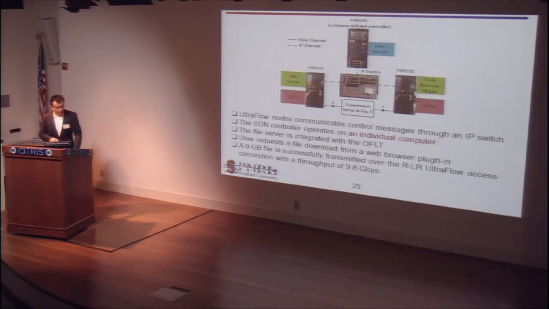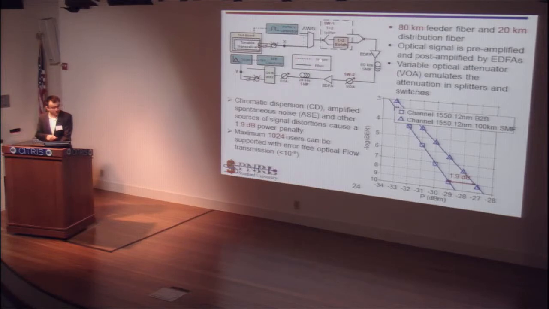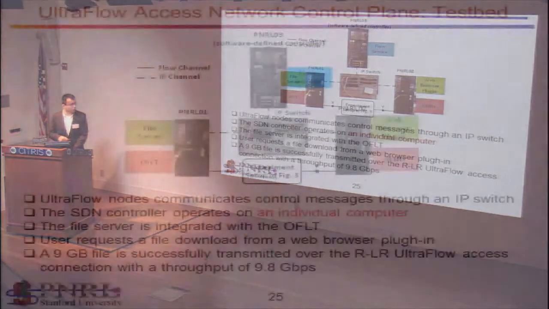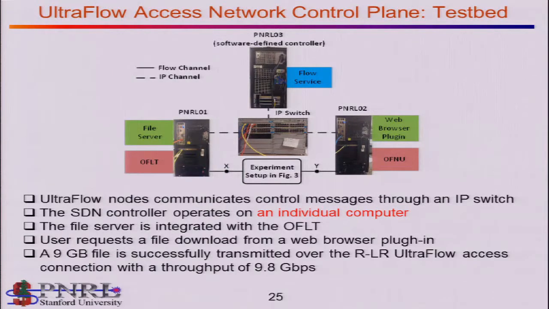And the channel in between the 2 computers is actually the connection between the X point and Y point. So basically, in the whole process, the users can send a download request to the file server through the web browser. Then the web browser plugins, after several rounds of communications, both parties will send a flow transmission request to the OFLT and OFNU respectively. Then OFLT and OFNU will both send requests to the flow service, which will schedule a flow session. And when the flow session arrives, both parties start transmission.